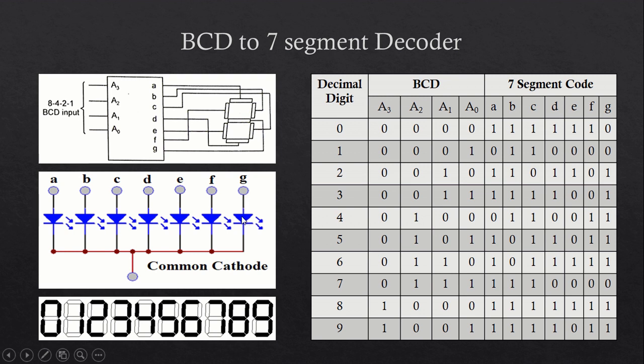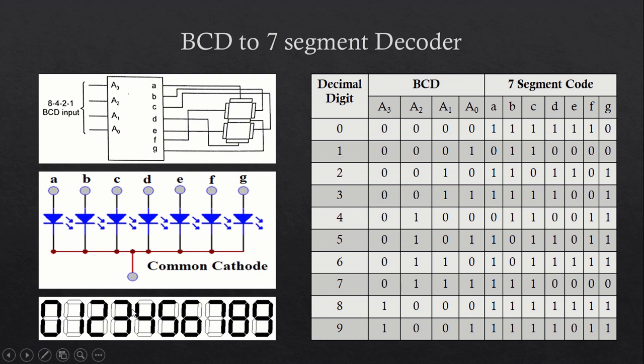So, as we have seen, A, B, C, D, E, F should be 1 for 0. BC should be 1 for 1. A, B, G, E, D should be 1 for 2. A, B, G, C, D should be 1 for 3.